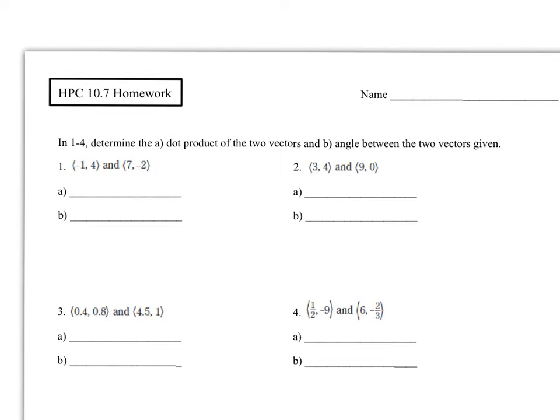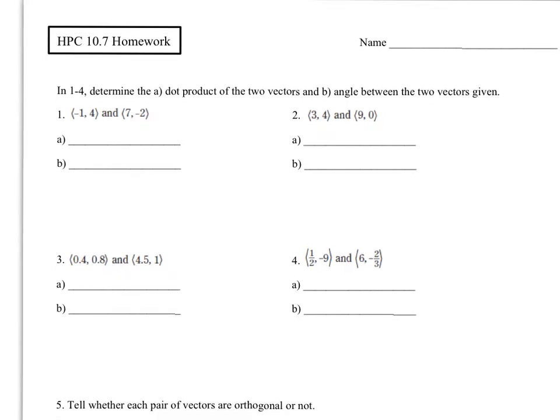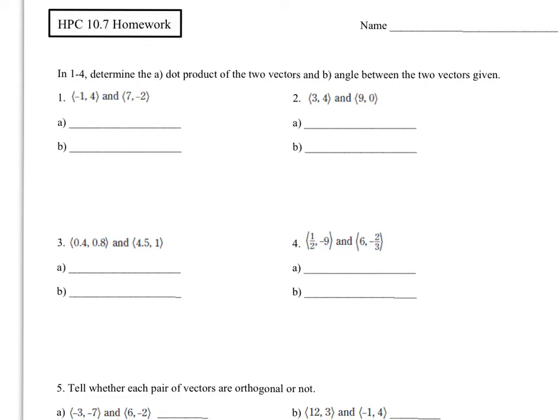So 10-7, the main thing from 10-7 is you should be able to take two vectors, determine their dot product, and determine if they are orthogonal or not. And orthogonal is just another word for perpendicular. So make sure you guys are checking your answers.